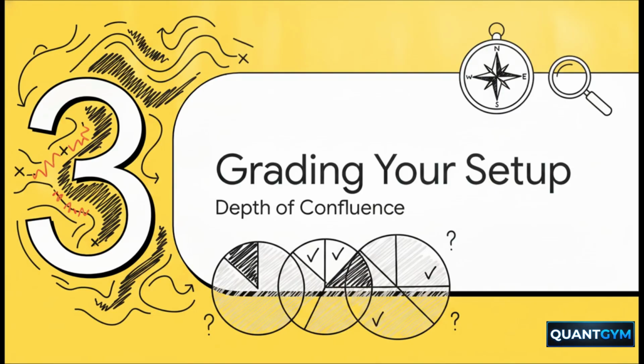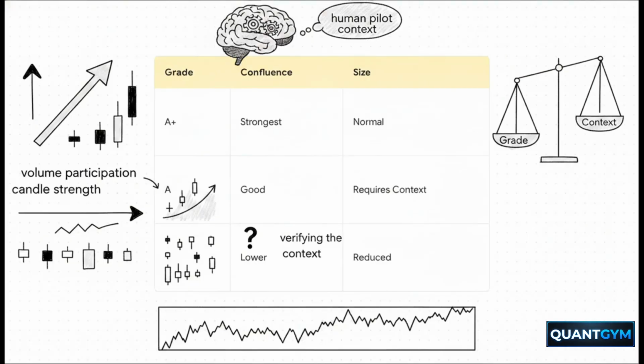Grading your setup. Now, what's really interesting about this slide is understanding that not all paths on our map are equally safe. Notice the clear distinction here between the actual quality of a signal and the context of a trade. Every single signal gets a grade based on volume participation, candle strength, slope agreement, and its distance from value. An A+ is your strongest confluence. This is perfect for your normal position sizing. An A is good, it's very tradable, but it heavily relies on you verifying the context first. And a grade B, it's still valid, but it has much lower confluence.